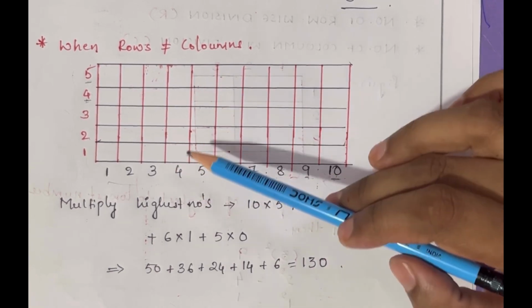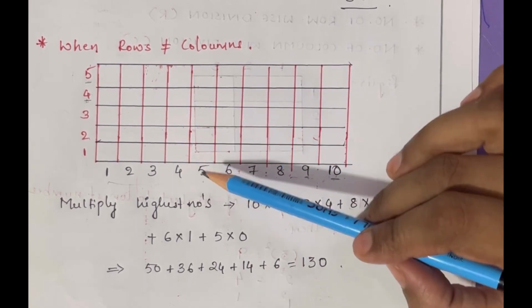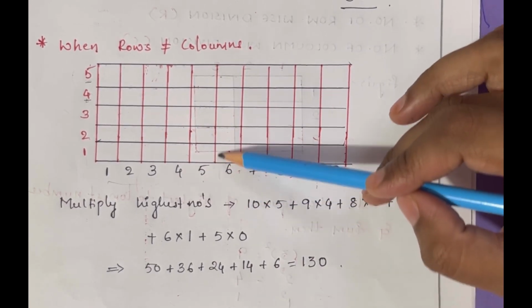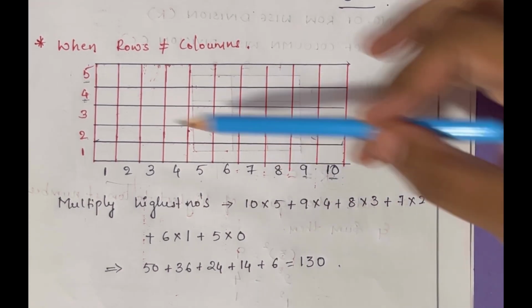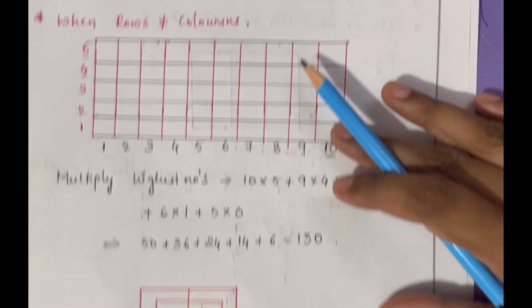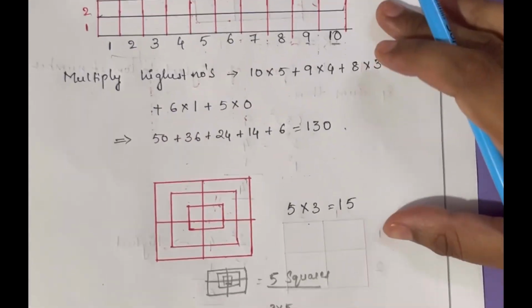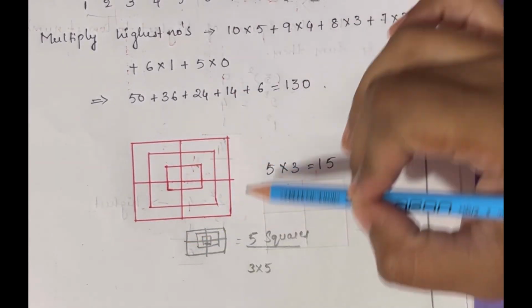plus 5 into 0, and anything with 0 is 0. So we'll take up to 6. That is 10 into 5 plus 9 into 4 plus 8 into 3 plus 7 into 2 plus 6 into 1. We'll get 130.